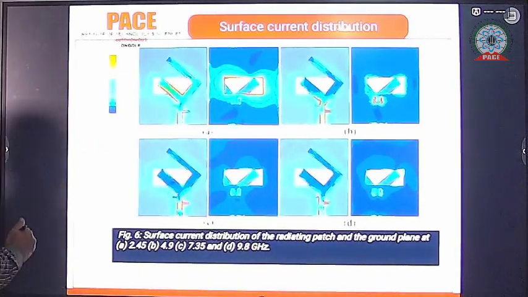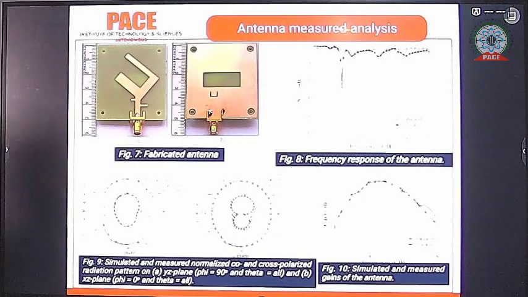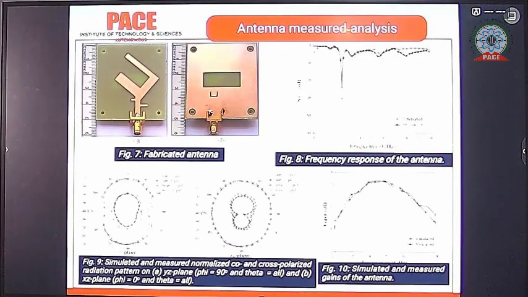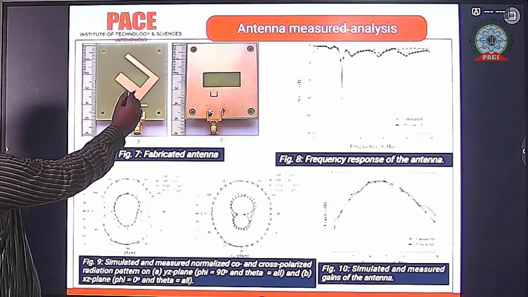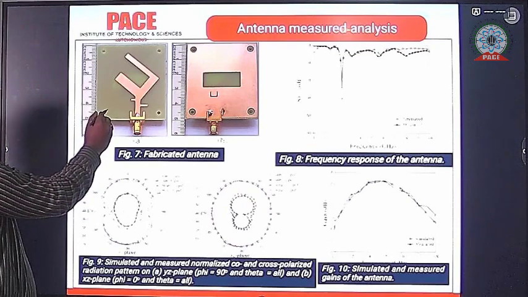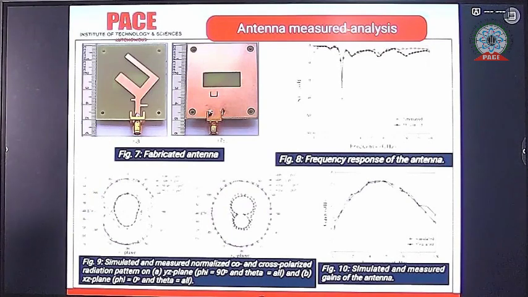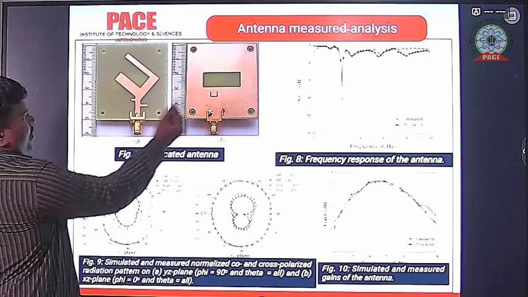This is the fabricated design of the slot antenna. We are using the FR4 substrate. This is the copper portion, and this portion is the FR4 substrate. This is the front view, and this is the back side, where the slot and the U-type defected ground structure have been used.